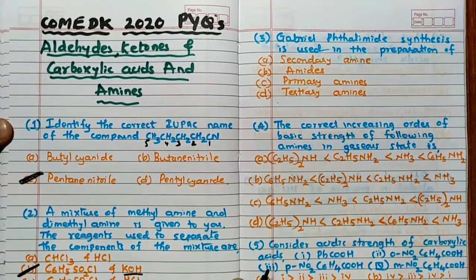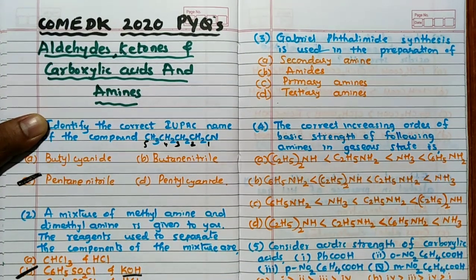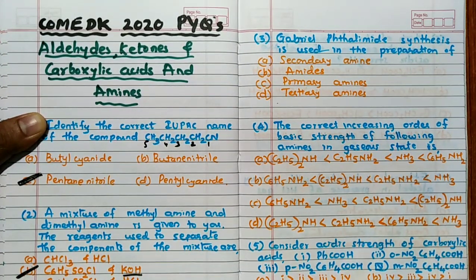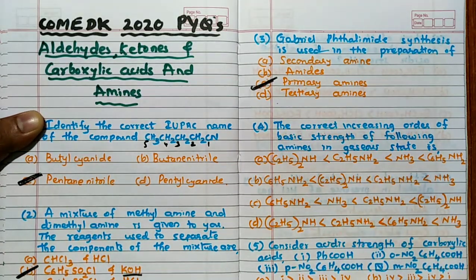Then, Gabriel phthalimide synthesis is used in the preparation of, a very simple and important question. Gabriel phthalimide synthesis is used only for primary amines. Primary amines is the answer.